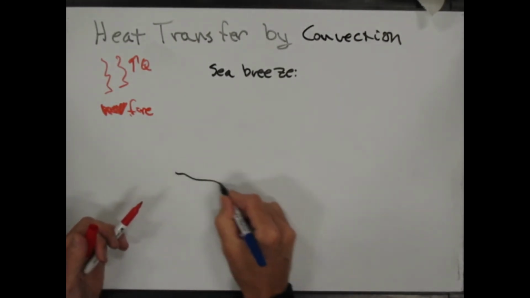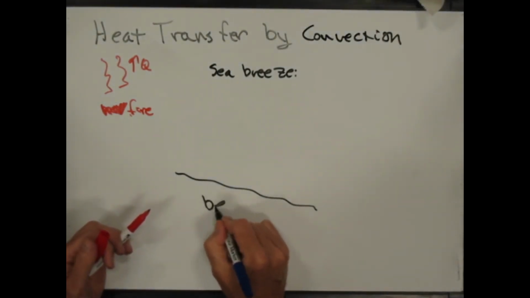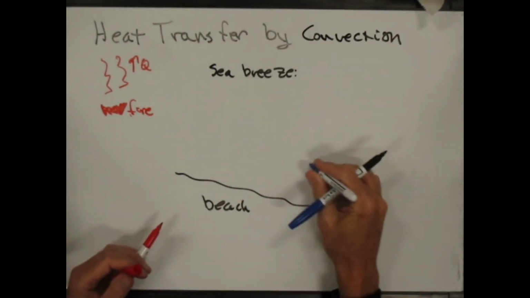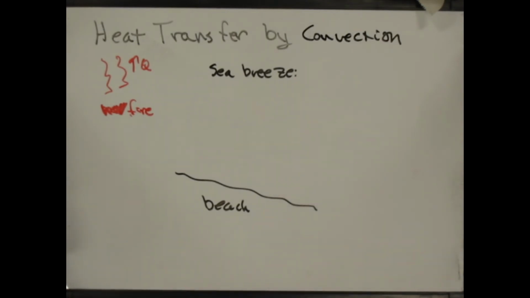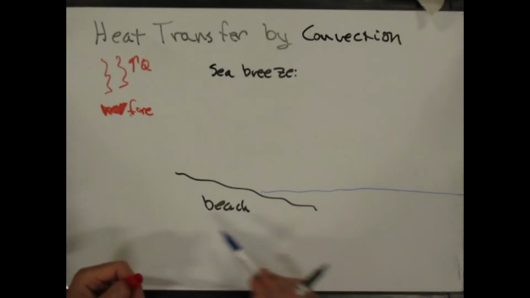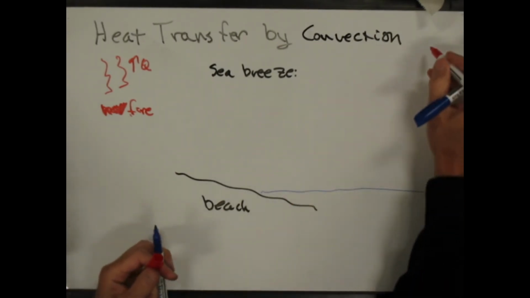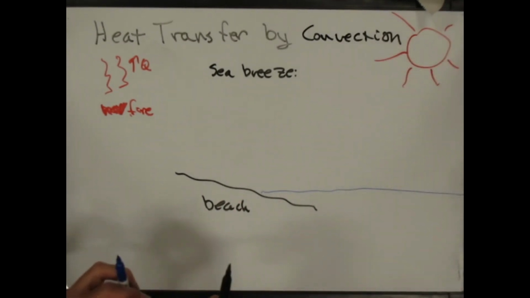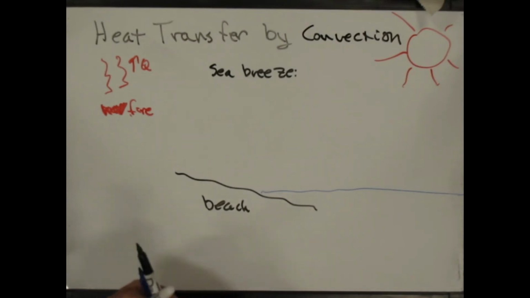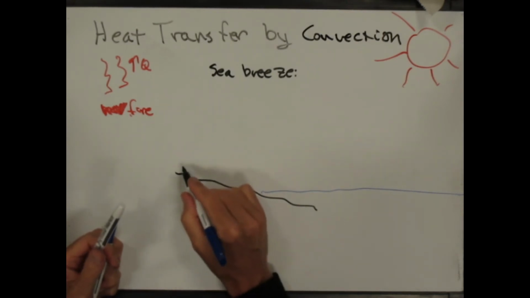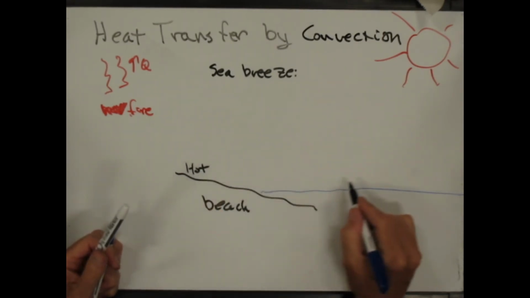And here's the idea. I have over here a beach. And here's some water, say. So say this is the ocean. And up here, I know it's red, but pretend it's not, I have the sun. And so what happens, if you've been to the beach, you've probably noticed this. When the sun is shining, the beach heats up faster than the water.